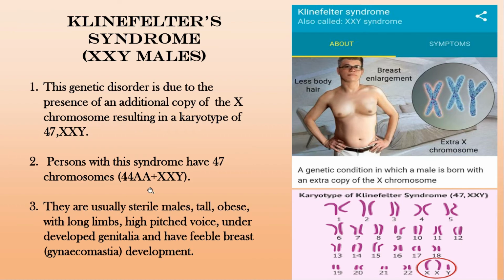The first allosomal abnormality in human beings is Klinefelter syndrome, that is XXY males. In this genetic disorder, the individual will have one extra X chromosome, resulting in a karyotype of 47 chromosomes, that is 44 autosomes and XXY allosomes. These individuals are usually sterile males, tall, obese with long limbs, high-pitched voice, underdeveloped genitalia and feeble breast development. Here you can see the XXY sex chromosomes, Klinefelter syndrome.